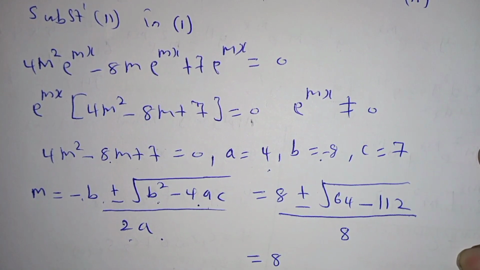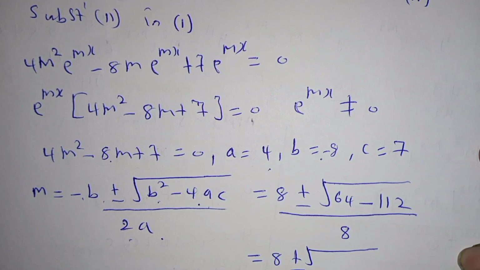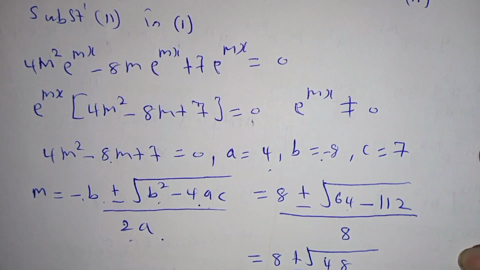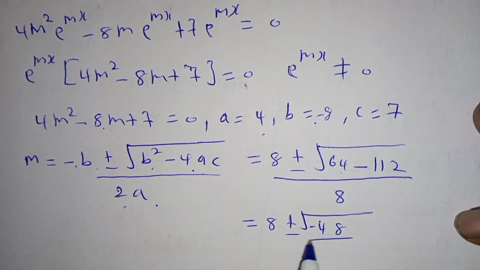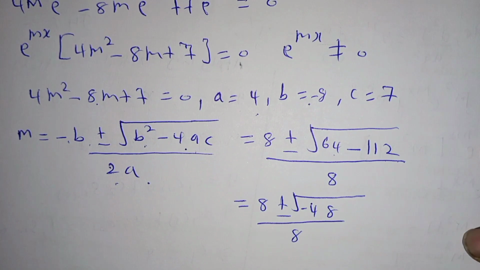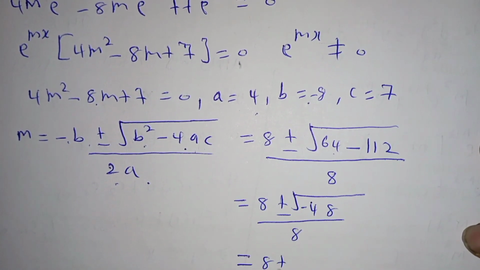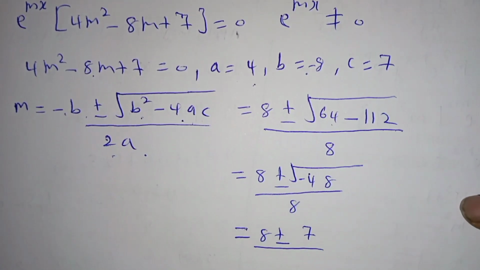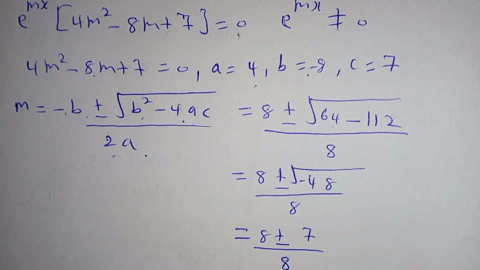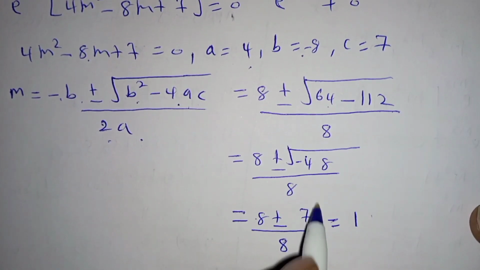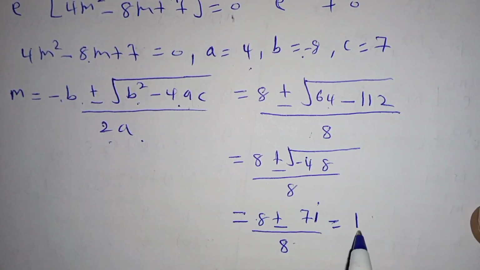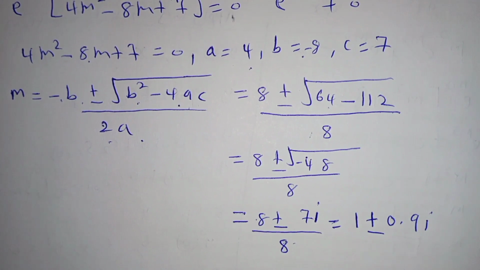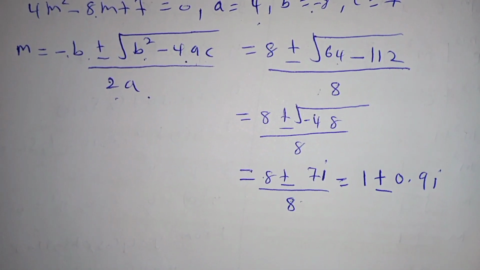This is equal to 8 plus or minus the square root of 64 minus 112, which gives you negative 48, divided by 8. Which is equal to 8 plus or minus 7i divided by 8, because it is negative, approximately 1 plus or minus 0.9i approximately. Now for our complex root, our solution is of this form.